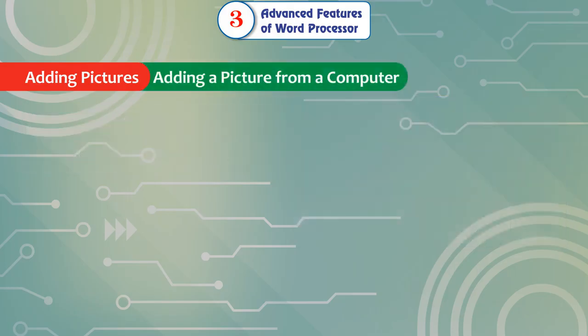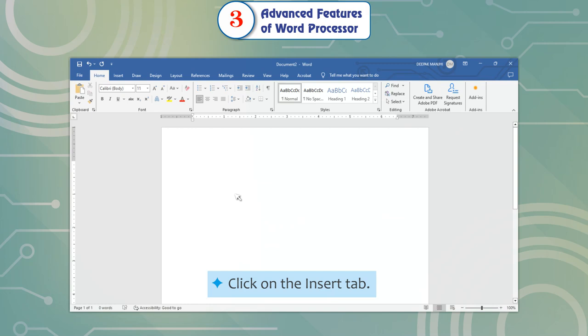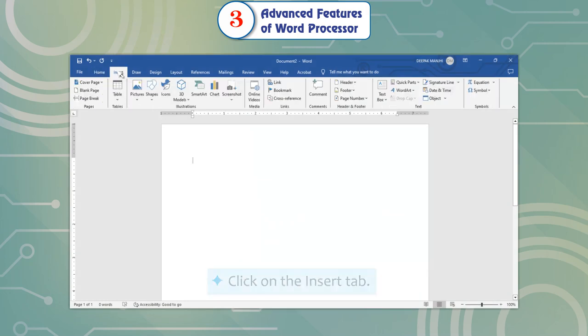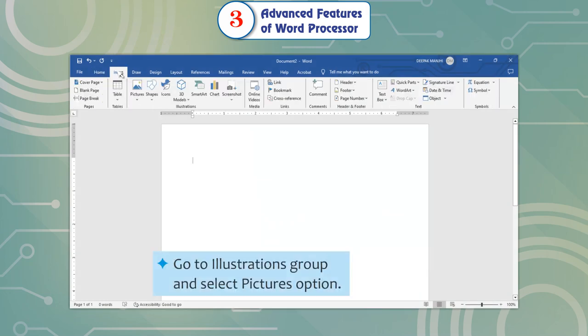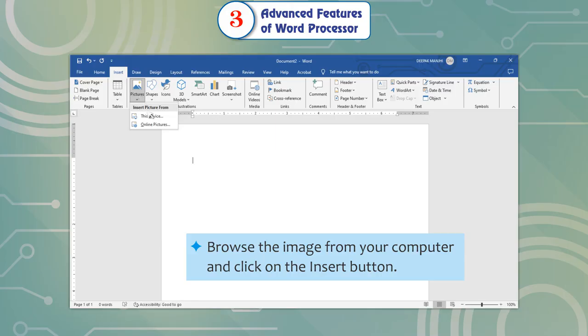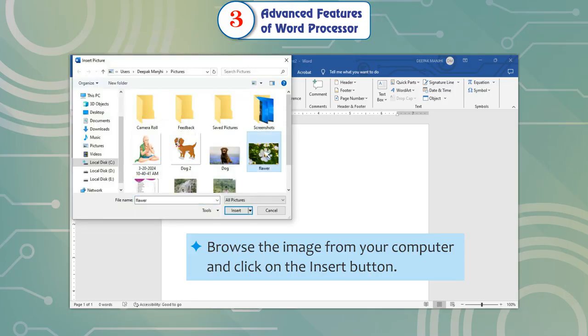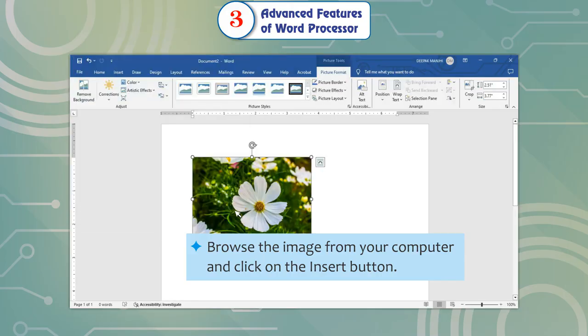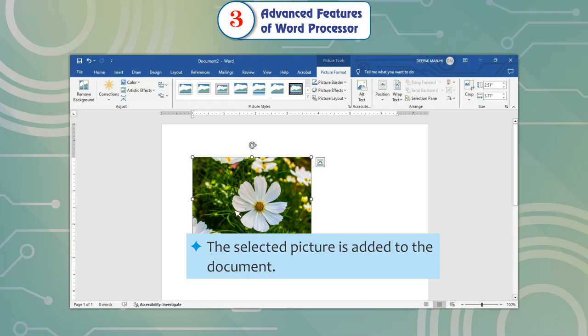Adding a picture from a computer. Click on the Insert tab. Go to the Illustrations group and select the Pictures option. An Insert Picture dialog box opens. Browse the image from your computer and click on the Insert button. The selected picture is added to the document.